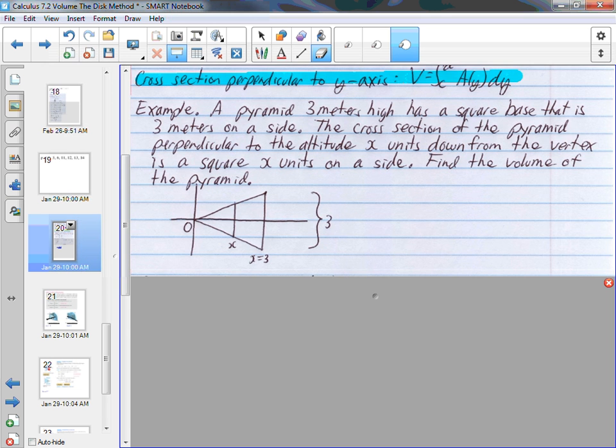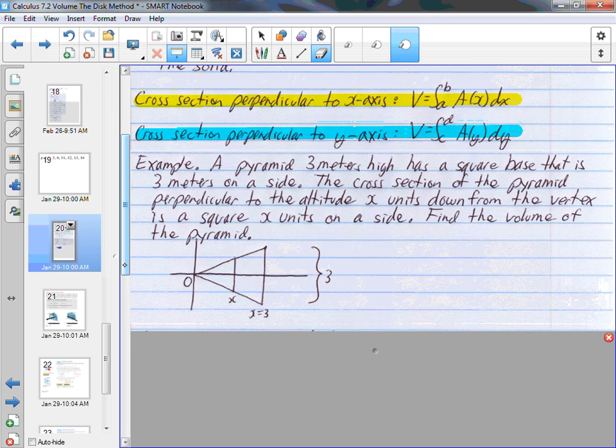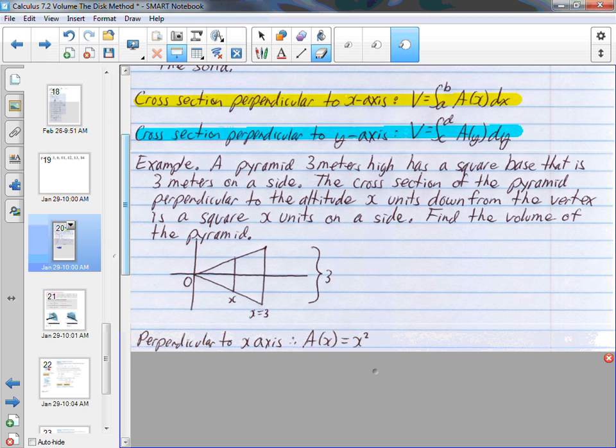Well, the way I've drawn this, the cross section is perpendicular to the x-axis, isn't it? So use what I have highlighted in yellow. Since the cross section is perpendicular to the x-axis, the area will be a function of x. And then I know how to find the area of a square.